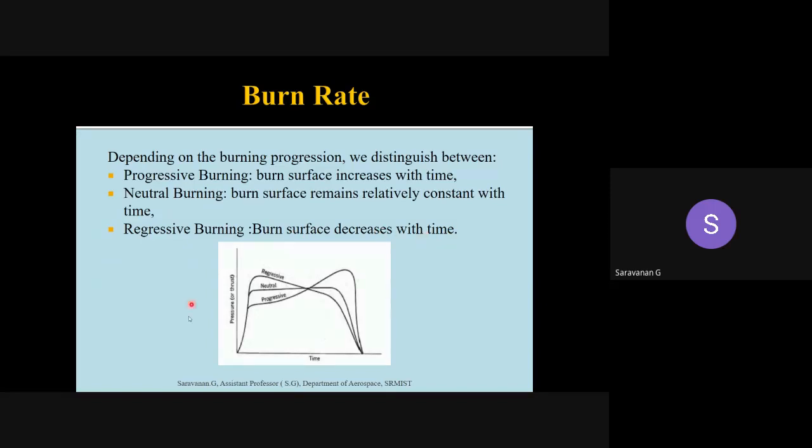You can identify this from the diagram very easily, with respect to time corresponding to the pressure or thrust. We can simply say thrust or temperature. If it is increasing, it is progressive. If it is almost constant, it is neutral. If it is decreasing, it is regressive. So these are the three different types of burning with respect to the burn rate, with respect to the thrust acting over time. Depending on the time, we can define three different burning types: progressive burning, neutral burning, and regressive burning.